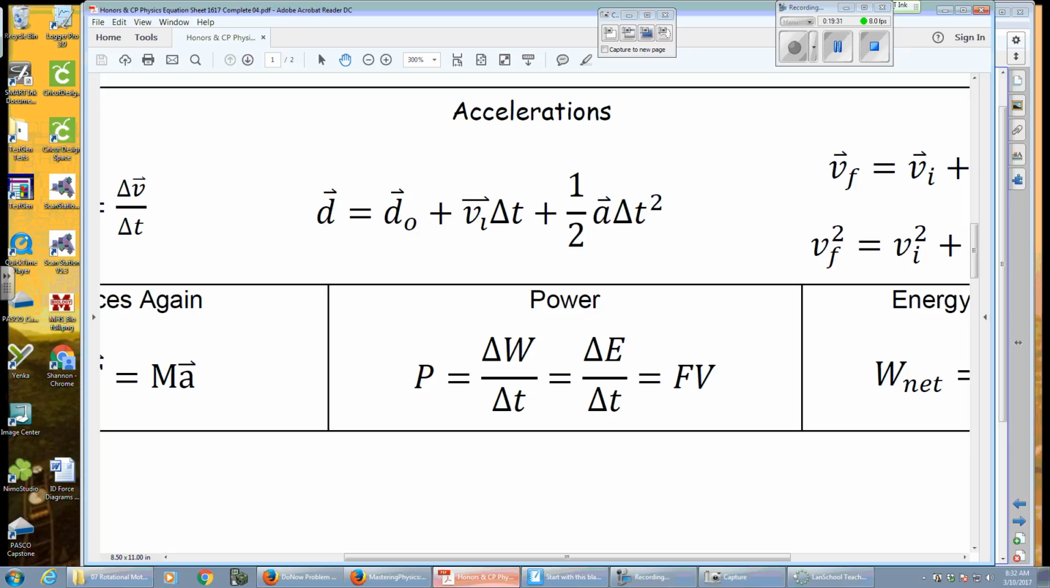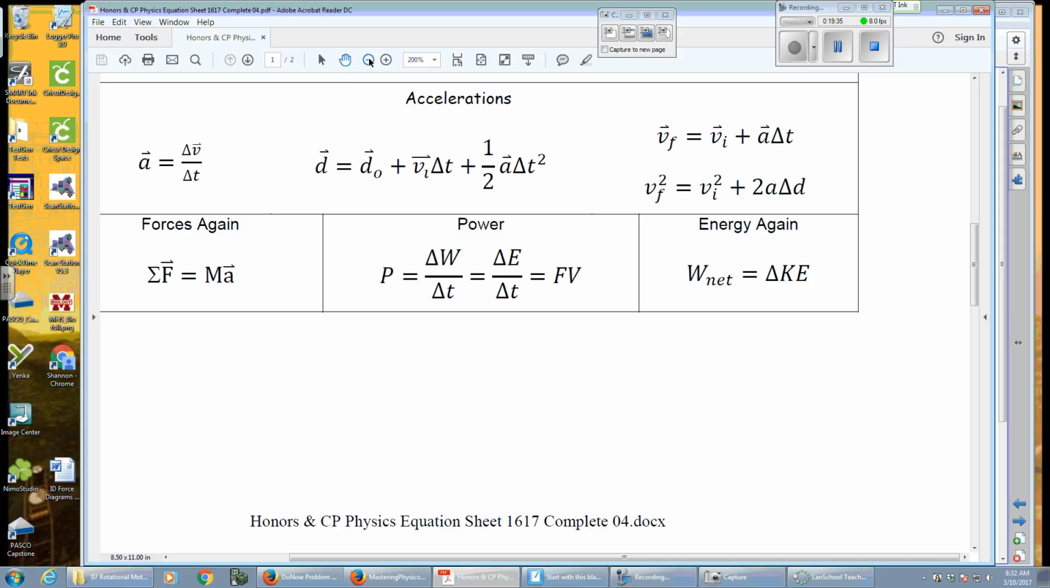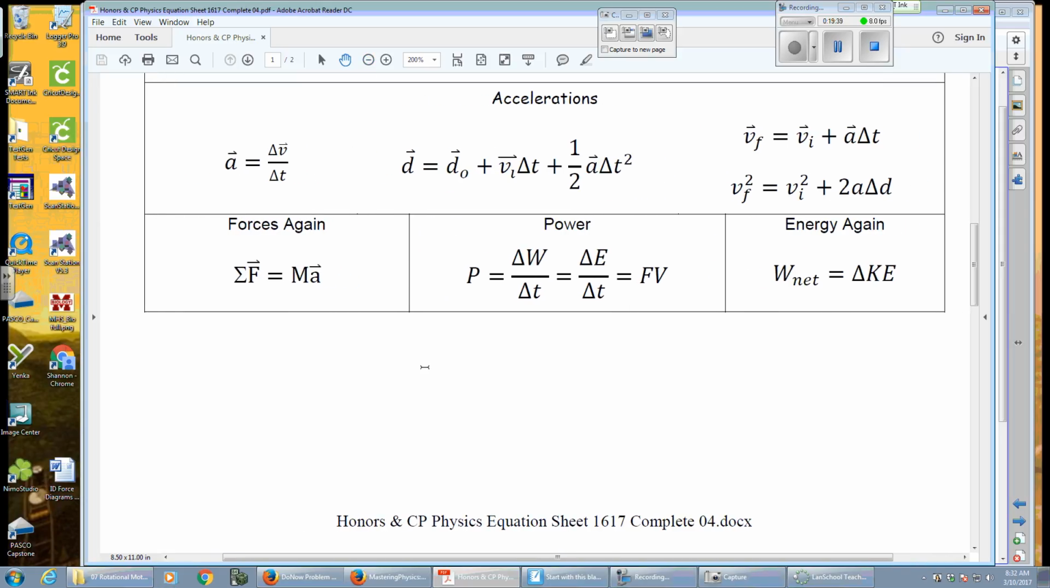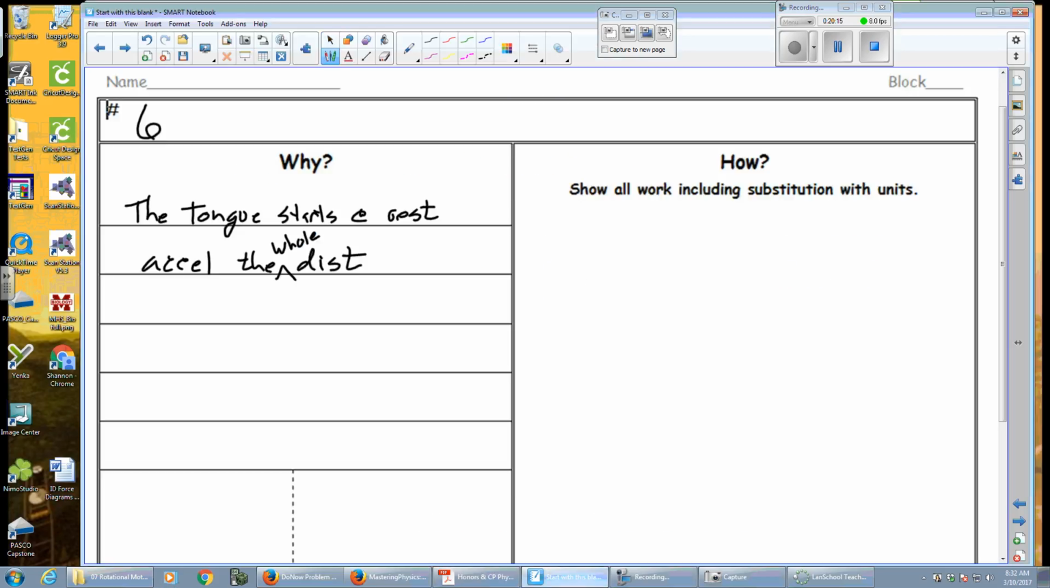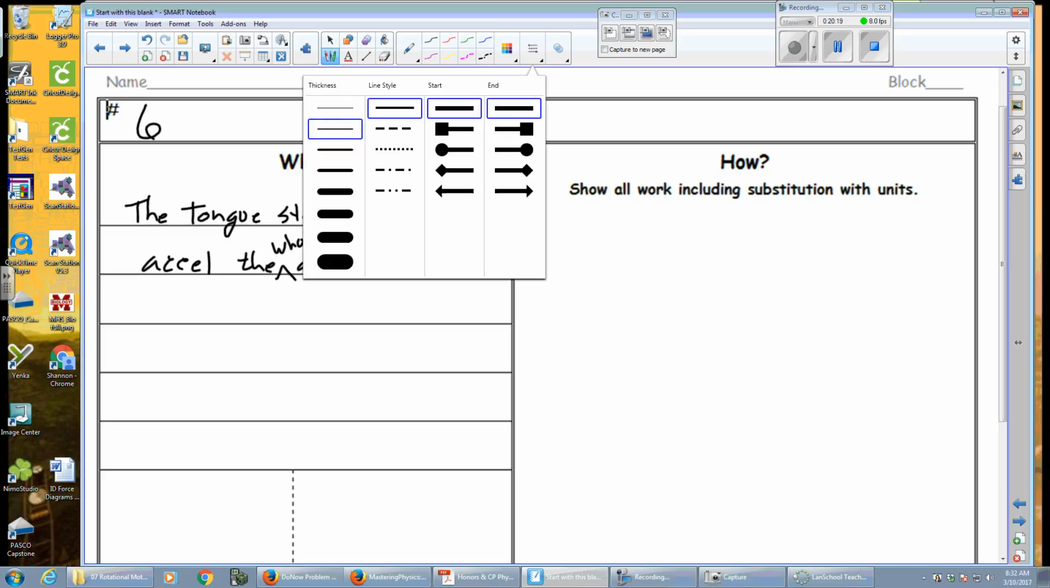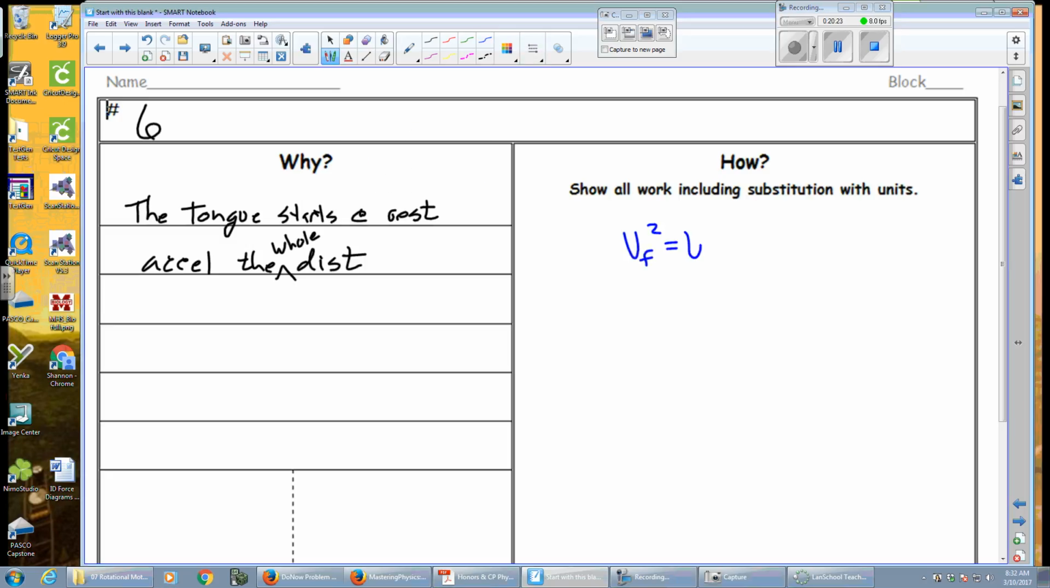And this is where it comes to picking and choosing from the equation sheet. I want to go a little bit smaller here. Caitlin, can you still see that? Okay. So I don't know anything about time, so I'm going to avoid, if I can, the definition of acceleration. And I'm also going to avoid my main kinematics equation. I'm going to gravitate towards v final squared equals v initial squared plus 2ad because it doesn't have any time in it. I would have to find the time and then come back and do the problem. So let's use v final squared equals v initial squared plus 2a delta d.